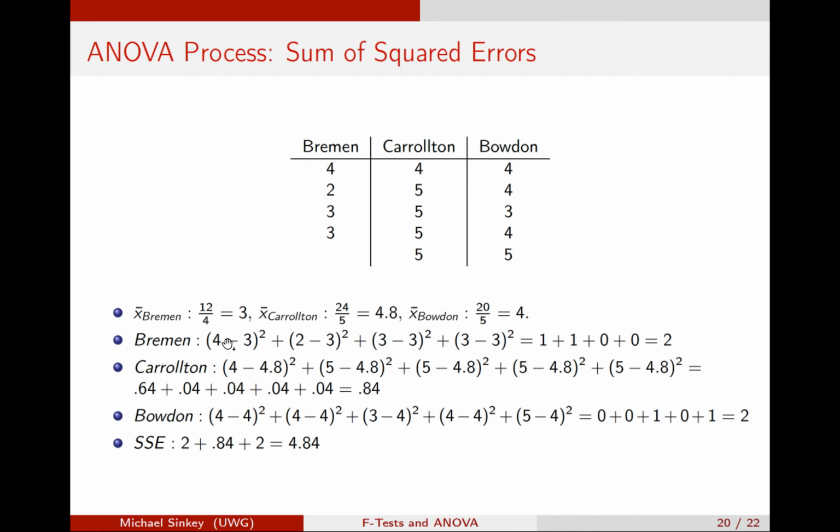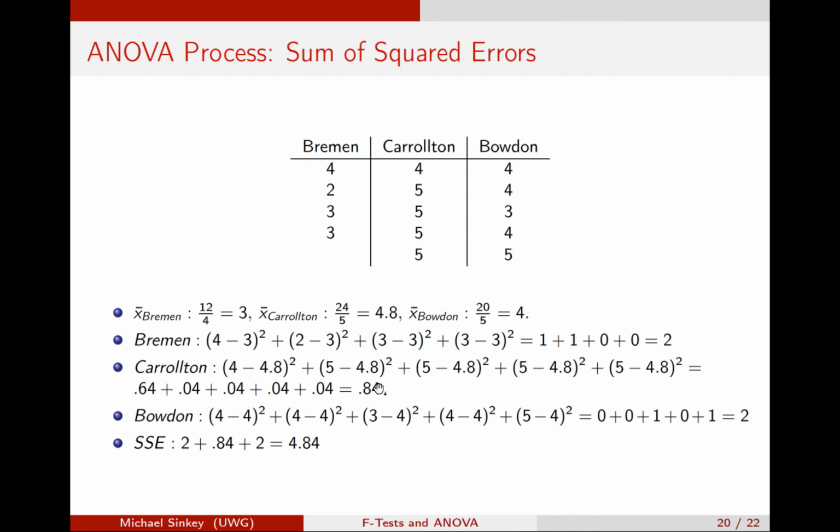So I do it for Bremen. 4 is the first data point, the category mean is 3, I square it, I get 1. 2 minus 3 is negative 1, squared, I get 1. 3 minus 3 is 0, 3 minus 3 is 0. 1 plus 1 gives me 2. For Carrollton, I have 4 minus 4.8, that's minus 0.8, squared, 0.64. Then I have 5 minus 4.8, that is 0.2, squared, 0.04. Do this for all the observations here, and you get 0.84.